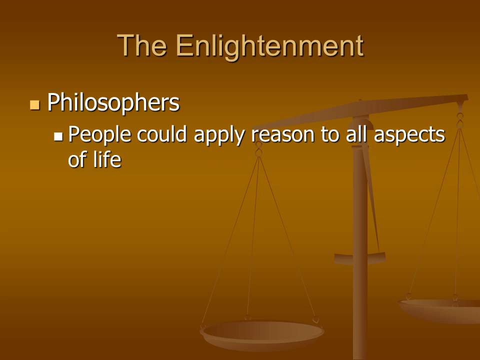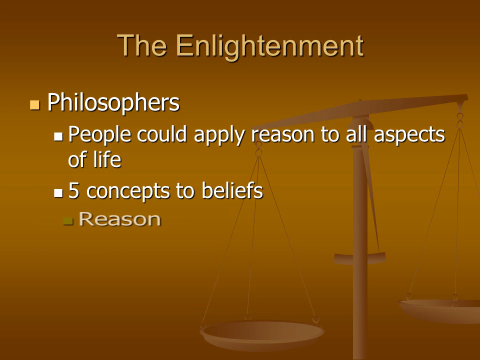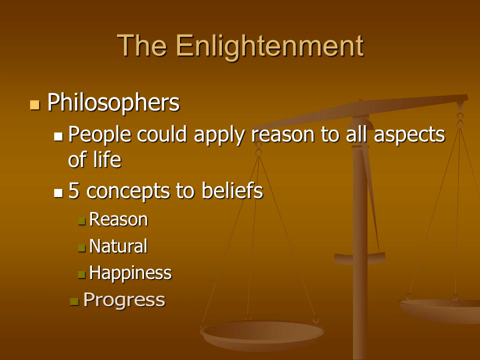Alright, philosophers, people who could apply reason to all aspects of life. So, everything that had reason, concepts of reason, beliefs that they had, all united them together. And these guys would argue about the different values of those, how those concepts work, how those beliefs worked. So the 5 concepts or beliefs that they talked about were reason, nature, natural rights type of ideals, happiness, whether that was in property or anything else, and then progress, improving everything, and then liberty or freedoms.